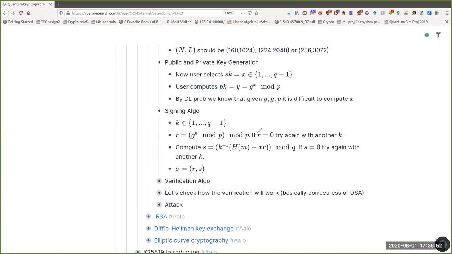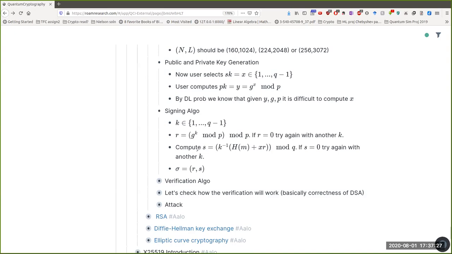Cool. Okay. So first, in my signature algorithm, I'll choose K belonging in this set, and this K will be used for generating my random number. So R I'll choose as g to the power K mod P. Now, if R is 0, I'll try again with another K. You don't want a 0 randomness to come, otherwise your public and private key will be 1. Everything will be 1, 1, 1, 1. So you wouldn't want that.